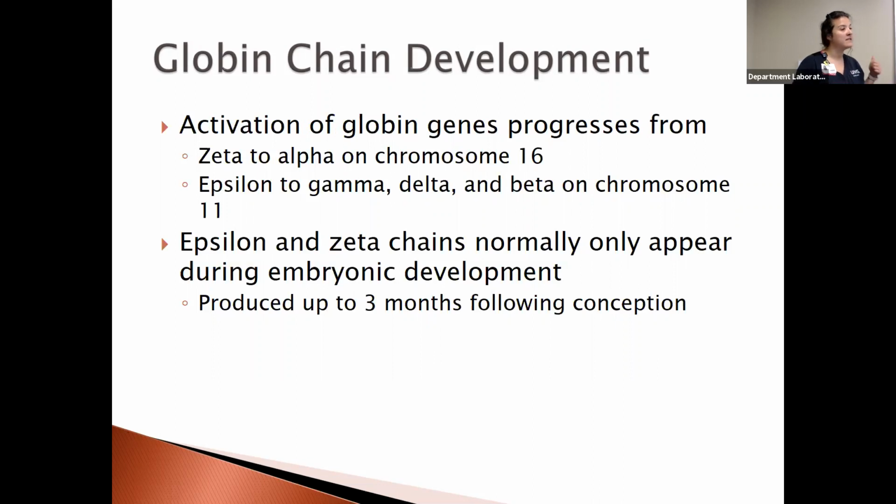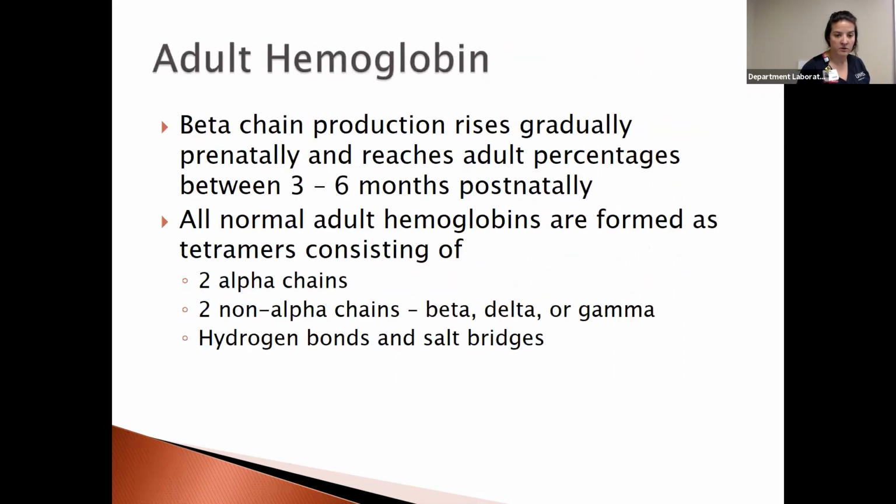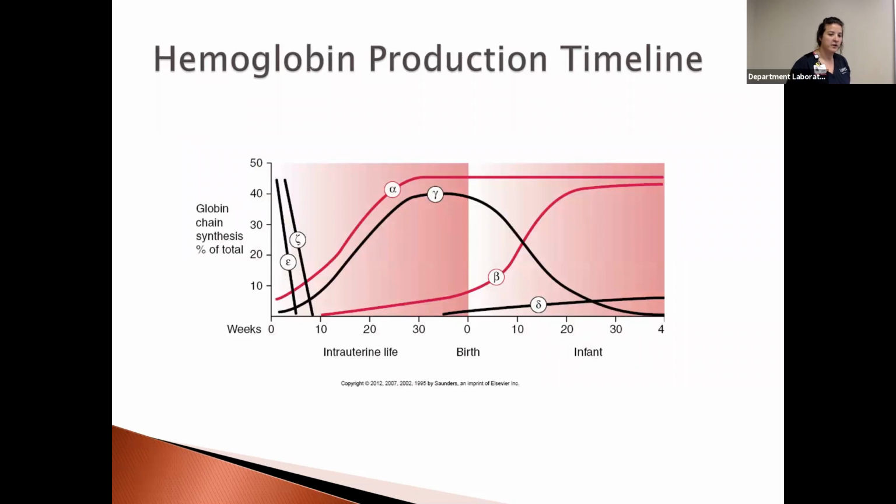All right, so remember I mentioned that zeta is your embryonic alpha-like chain. So zeta is going to start out, and let me just go to my chart right here. All right, so here's your zeta, right? Notice that it's going to start out during fetal development, and this is weeks of gestation right here. So your zeta and epsilon are going to start out till about 10 to 12 weeks. They're no longer going to be produced, and then your alpha and your gamma chains are going to start being produced. So notice that you always have alpha.